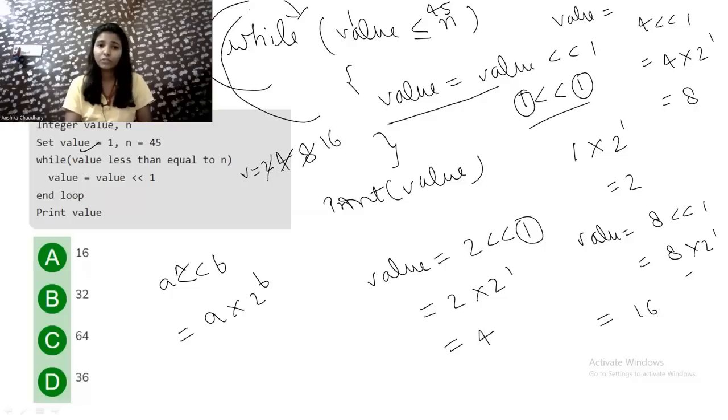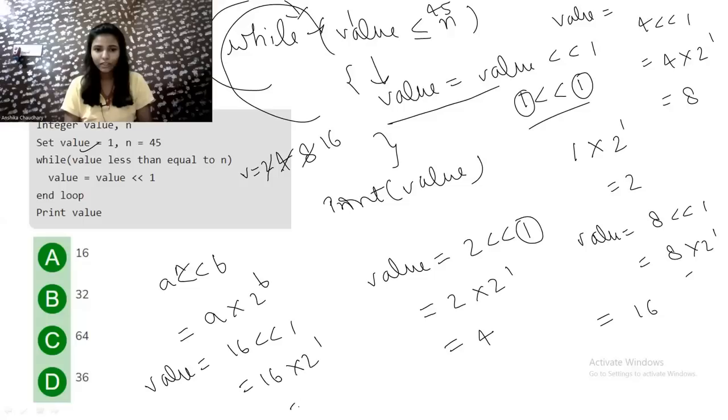Again we will check the while condition whether 16 is less than or equal to 45. Yes, it is. So we will come into the while loop and again update the value. The updated value of value will be 16, left shift 1. So 16 into 2 raised to the power 1, 16 to the 32. Now the updated value is 32.